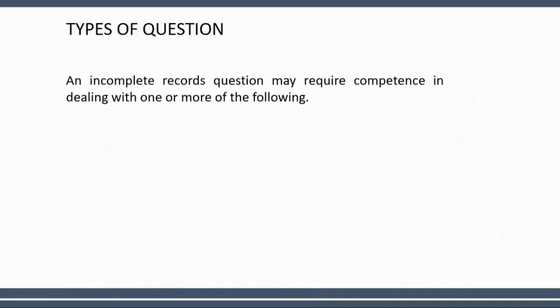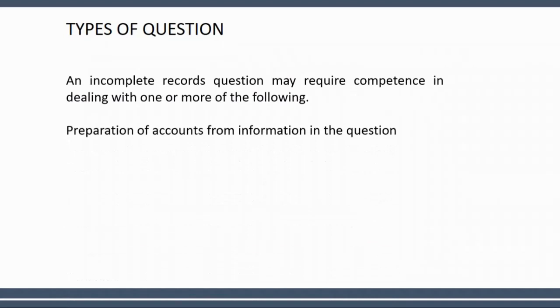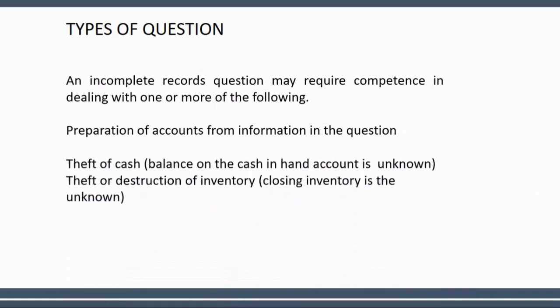So what type of questions usually come? An incomplete record question may require competence in dealing with one or more of the following: preparation of accounts from information in the question; theft of cash, which means the balance on the cash in hand account is unknown; theft or destruction of inventory, which means closing inventory is unknown. So they will tell us that this was opening, then this much theft has happened, and you have to calculate the closing inventory, etc.